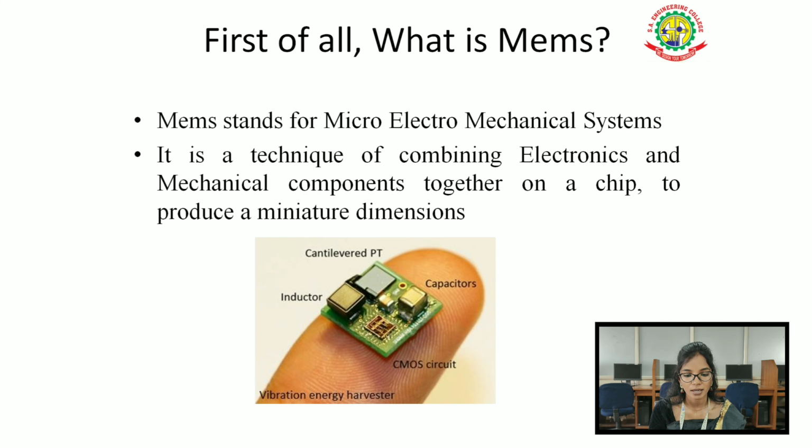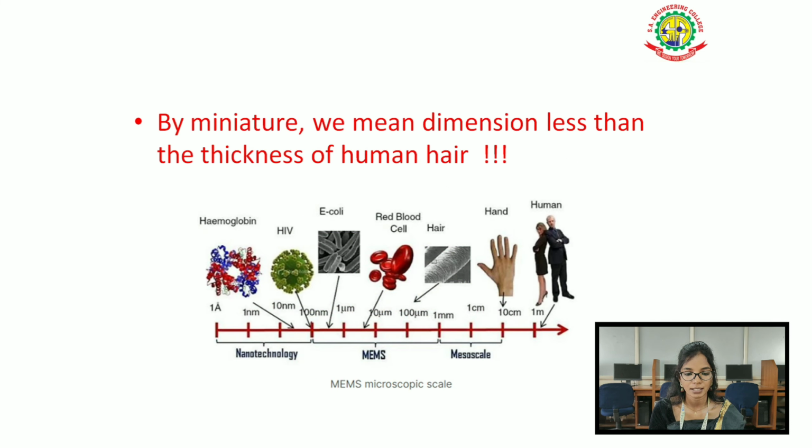Now, in order for you to understand the size of this MEMS device, this MEMS microscopic scale will give you an understanding of how the size is in real life. For example, you can look at the scale. If your device is 100 micrometer, 100 micrometer is equal to 1 strand of your hair. Isn't it fascinating? The size of this device can be equal to 1 strand of your hair.